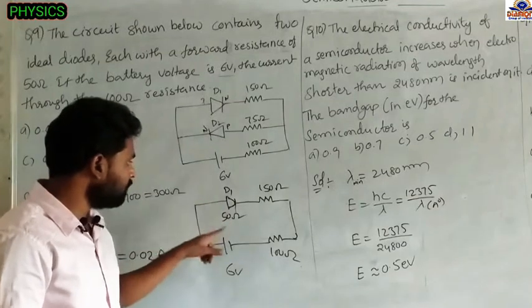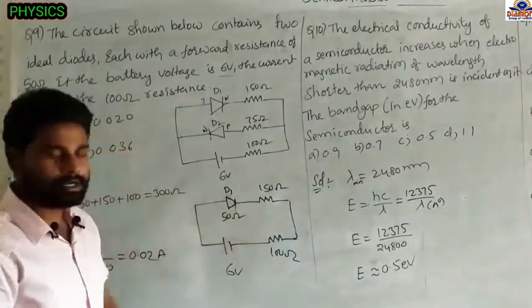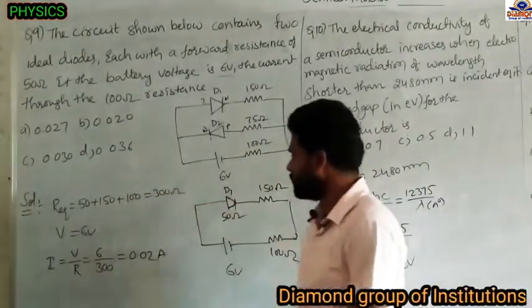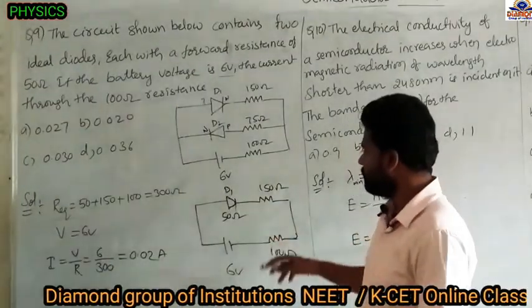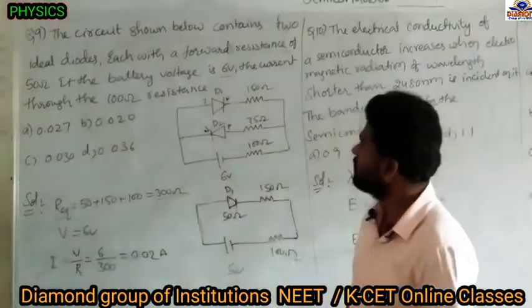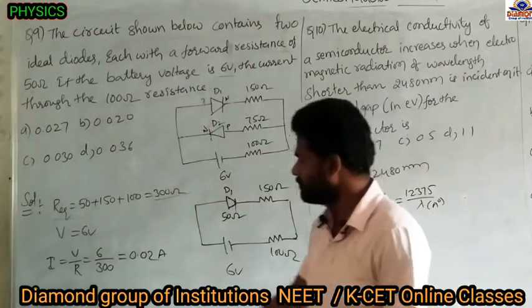Now see, the diode is offering 50 ohm resistance, and this is the 150 ohm resistance, this is the 100 ohm. All these are in series combination. Then the equivalent resistance of the circuit equals 50 ohm plus 150 ohm plus 100 ohm, which gives 300 ohm. The voltage supplied to these resistors is 6 volt.